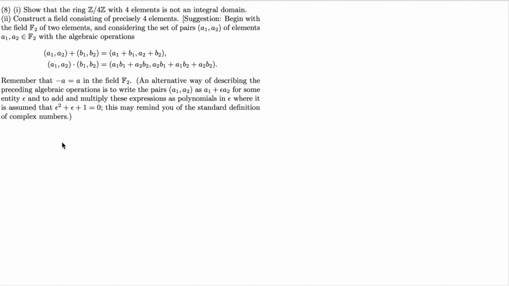An alternate way of describing the preceding algebraic operations is to write the pairs (A1, A2) as A1 plus epsilon A2 for some entity epsilon, and to add and multiply these expressions as polynomials in epsilon, where it is assumed that epsilon squared plus epsilon plus 1 equals 0. This may remind you of the standard definition of complex numbers. So, take a couple seconds to try this out for yourself, then we'll do some hints, then we'll get on with the proof.